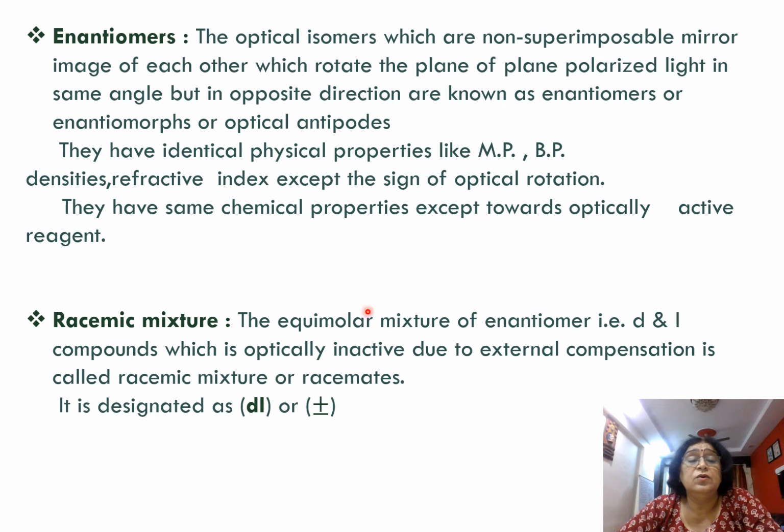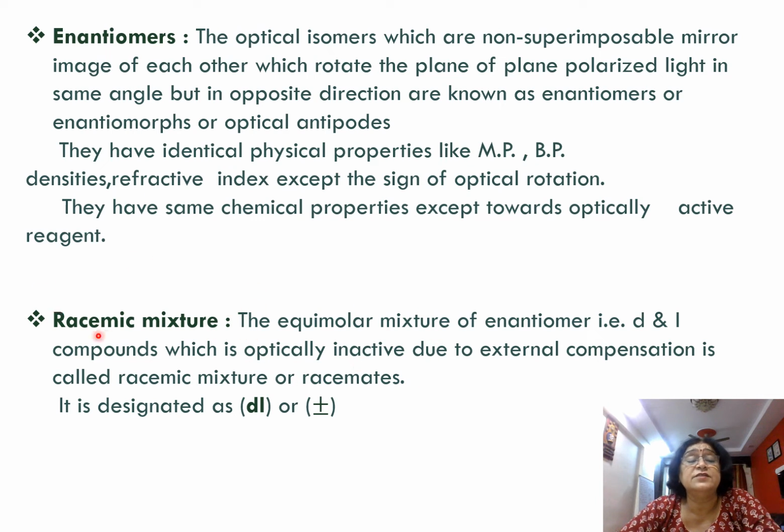Clear? Okay. Now, if you mix this dextrorotatory and levorotatory, if you prepare an equimolar mixture of the two enantiomers D and L, they will be optically inactive. Why? Because one is rotating the plane polarized light in the right hand direction, another is rotating in the left hand direction. So their optical rotation gets cancelled, and due to the external compensation, the mixture is optically inactive.